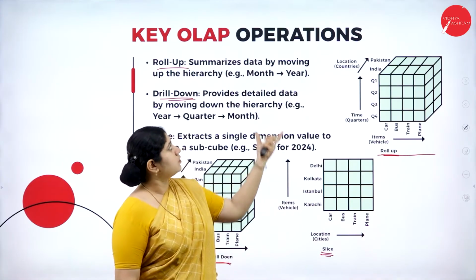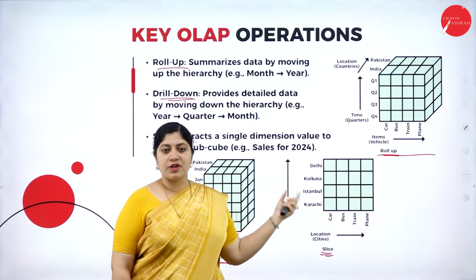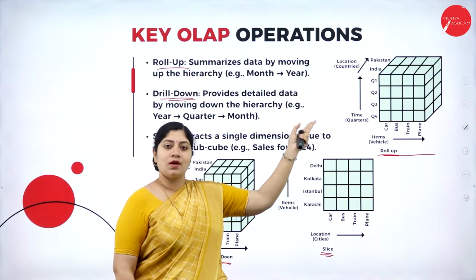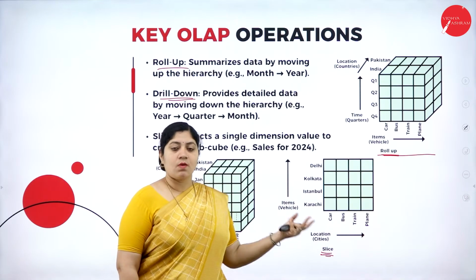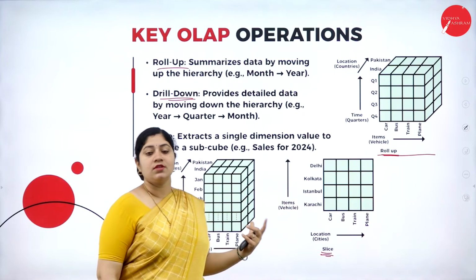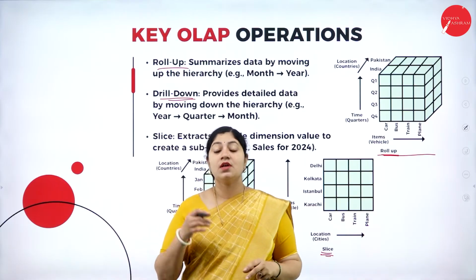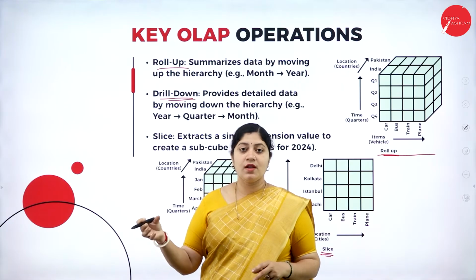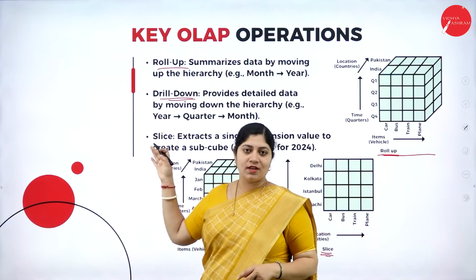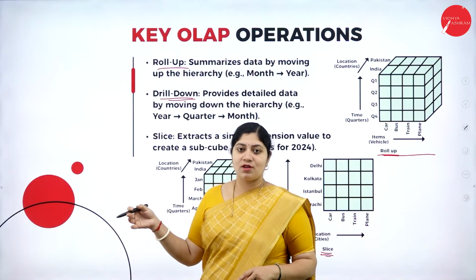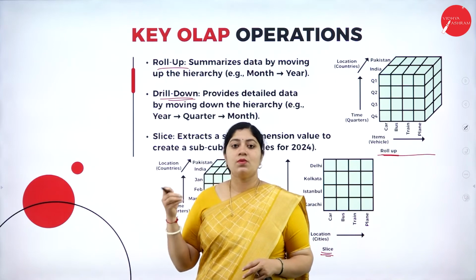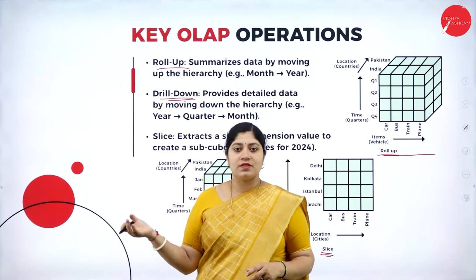So these are three of the key OLAP operations. The first one is roll up, where the decision is made by moving up the hierarchy in order to give summarized data or information. The next one is drill down, and under this, the detailed information is provided by moving down the hierarchy. Up the hierarchy is roll up, down the hierarchy is drill down. Next, the third one is slice. Here, a particular block is considered in order to understand and check the feasibilities.